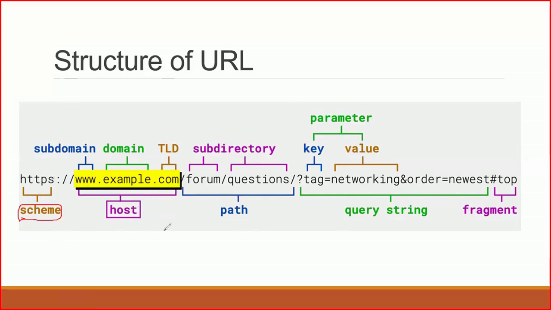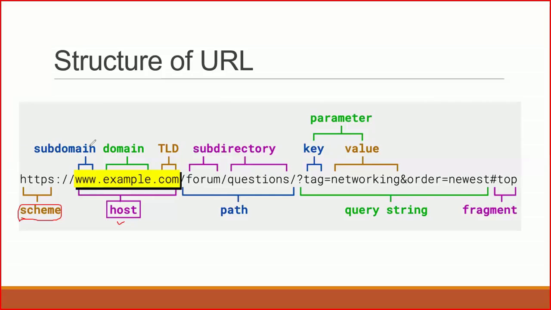The next part is the host. The host is divided into three parts: one is the subdomain, the second is the domain, and the third is the TLD. What does the subdomain represent? We considered our website as a house, and the URL is the address of that particular house. In the same way, you can consider the subdomain as a specific room in that particular house.